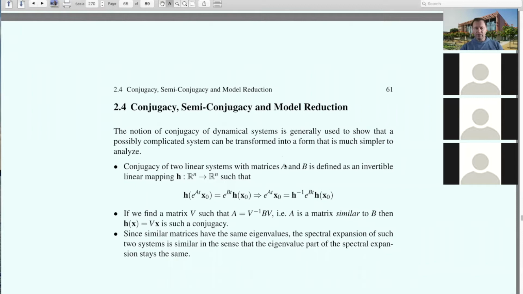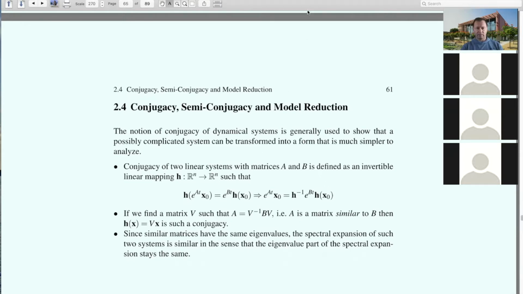So if we have two linear systems with matrices A and B, then a conjugacy is defined to be an invertible linear mapping H from the space R^n to itself, such that when we apply H to the flow of the system driven by matrix A, that is equal to first applying H to the same initial condition x0, and then applying the flow of the second system to it.